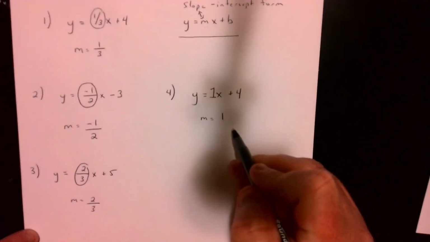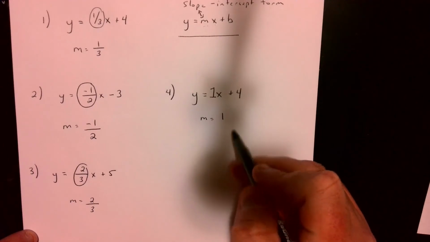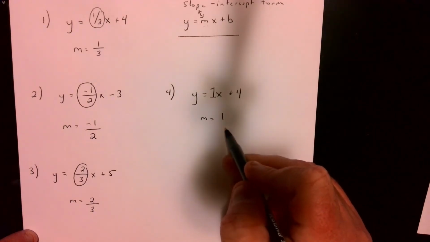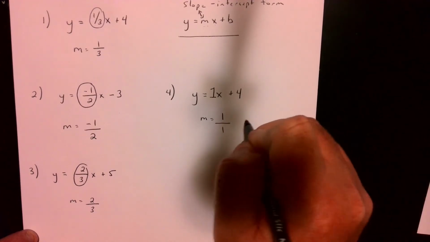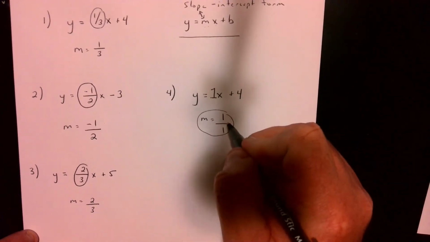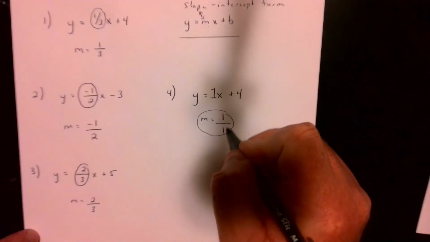But wait, I thought we wanted a rise over a run. So how do we turn any number into a fraction? You can simply say over 1. So our slope is 1 or 1/1, which means go up 1, right 1, up 1, right 1.